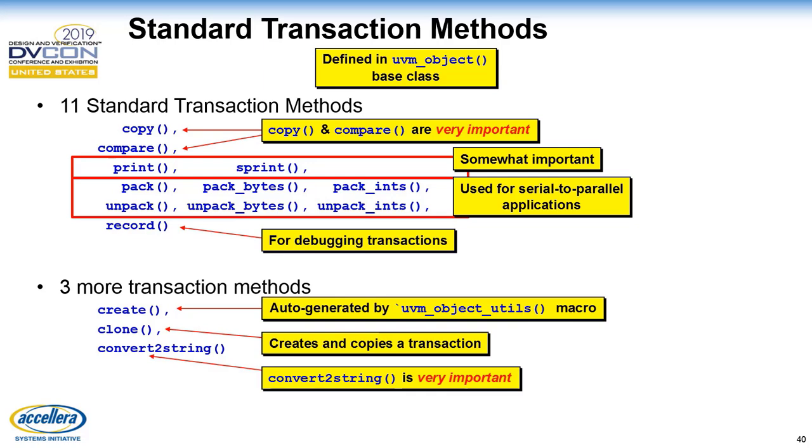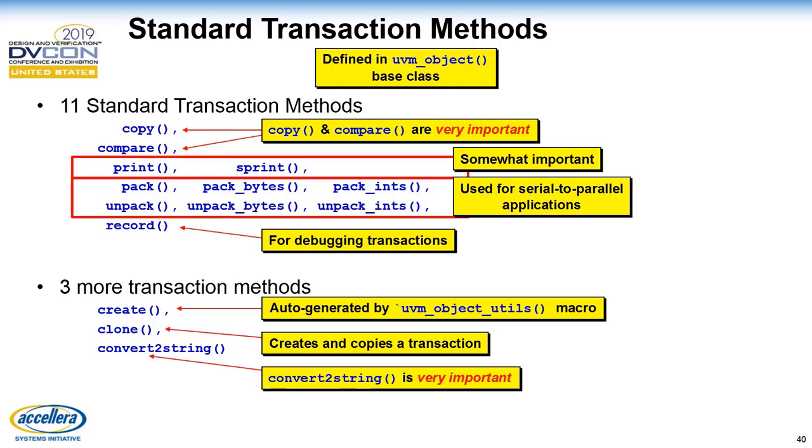So standard transaction methods. You have standard transaction methods, and these are all defined in UVM object. Now, most of us know that UVM object is the top-level base class. There's something above it called UVM void that nobody ever uses. But UVM object is the top-level base class, and that's where all these standard transaction methods are defined. Most of them are empty, but they're defined at the top level, or somewhat empty. Copy and compare, I find those to be very important methods. The print and string print are somewhat important methods. I tend to use the convert to string myself.